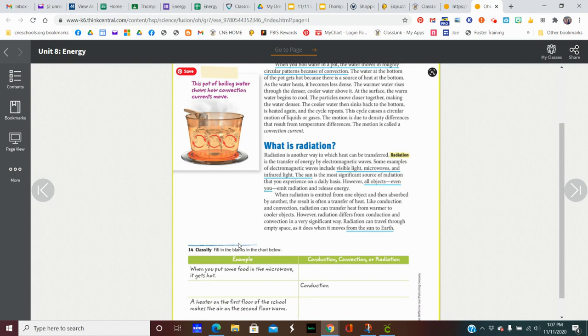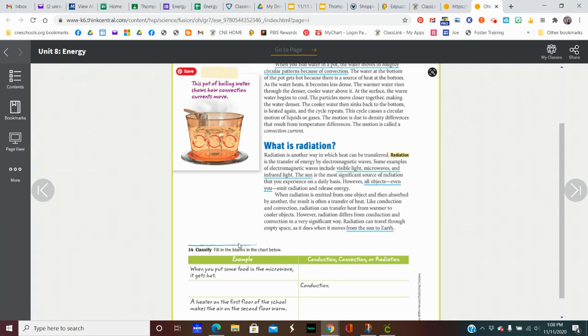When radiation is emitted from one object and then absorbed by another, the result is often a transfer of heat. Like conduction and convection, radiation can transfer heat from warmer to cooler objects. However, radiation differs from conduction and convection in a very significant way. Radiation can travel through empty space, as it does when it moves from the sun to the earth.